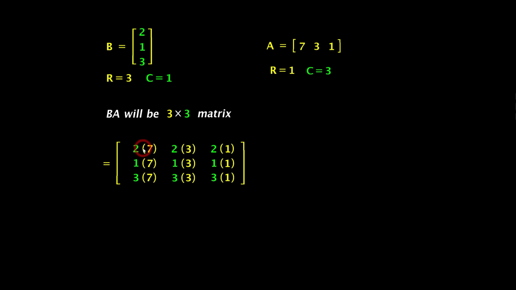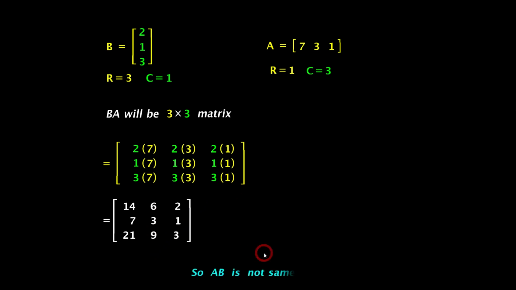So we will multiply each value, 1, 2, 3, 1, 2, 3. It will have 3 rows, 3 columns. The simplified version is 7 times 2 is 14. 3 times 2 is 6. 2 times 1 is 2. 1 times 7 is 7. 1 times 3 is 3. 1 times 1 is 1. 3 times 7 is 21. 3 times 3 is 9. And 3 times 1 is 3. That's the final answer. So A times B, which is the previous one, is not the same as B times A.